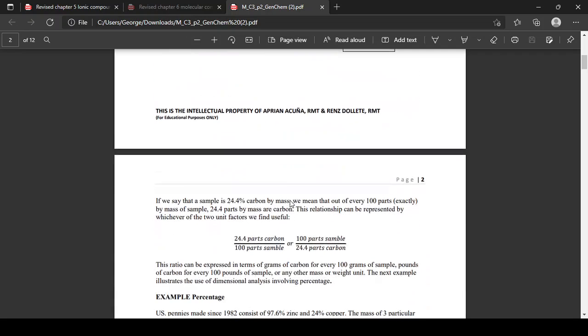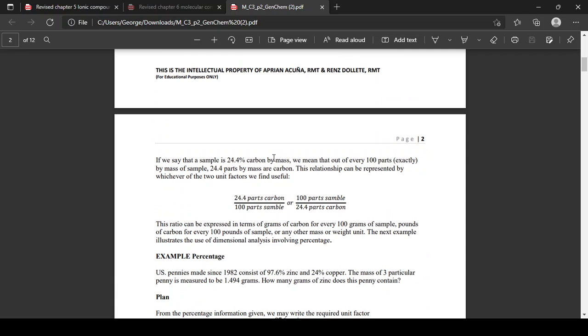It is parts A, which is given in the problem, over 100 for the mass of your mixture. So, if we say that a sample is 24.4% carbon by mass, we mean that out of every 100 parts exactly by mass of sample, 24.4 parts by mass are carbon. This relationship can be represented by whichever of the two units we find useful. It's either 24.4 over 100 parts of the sample or 100 parts of the sample over 24.4 parts of carbon.